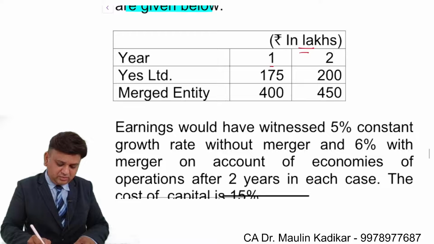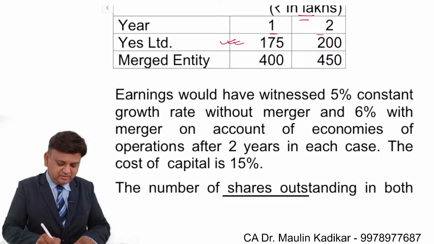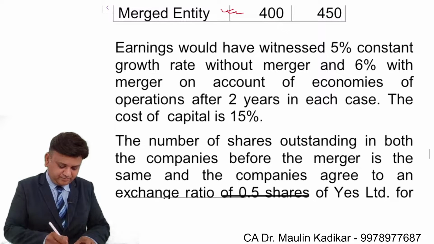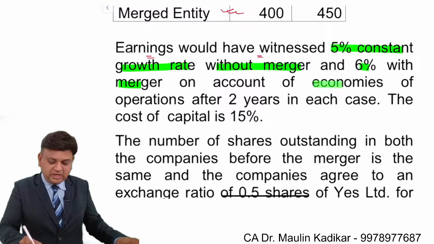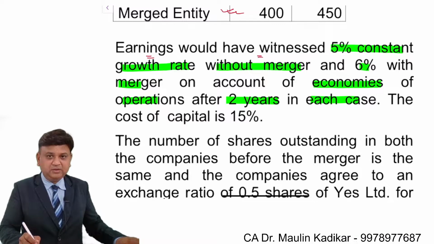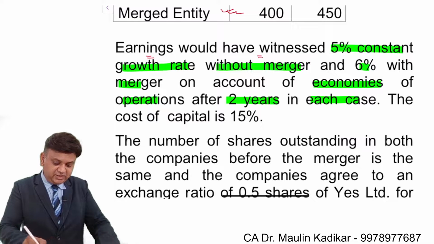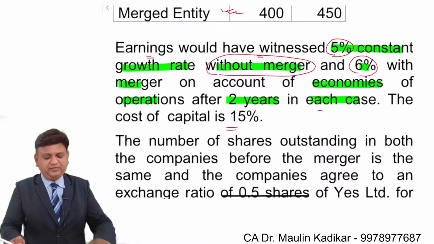Year 1 and year 2 cash flows have been provided to us in lakhs of rupees for Yes Limited and for the merged entity. Earnings would have witnessed 5% constant growth rate without merger and 6% with merger on account of the economies of operation after 2 years in each case. So there is a growth rate of 5% if there is no acquisition, and it will be 6% if there is an acquisition. Discounting rate is simple 15%.